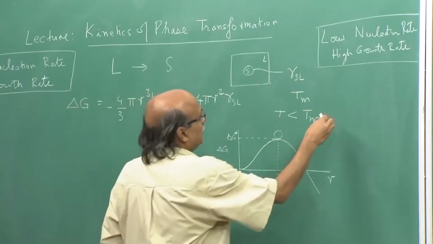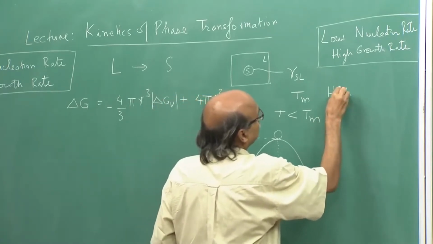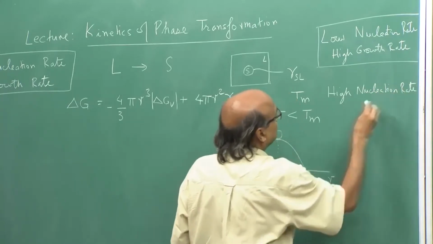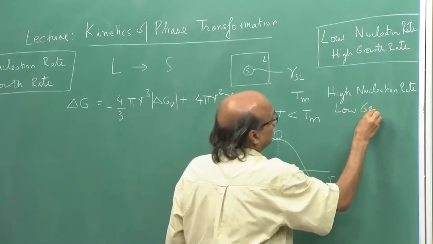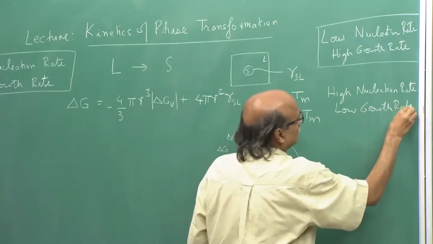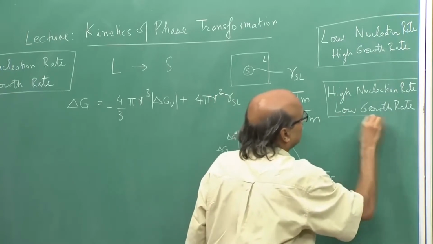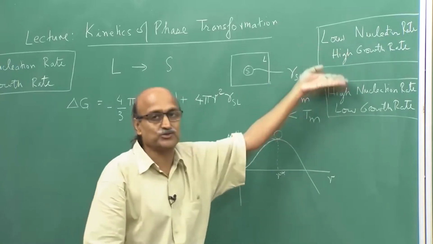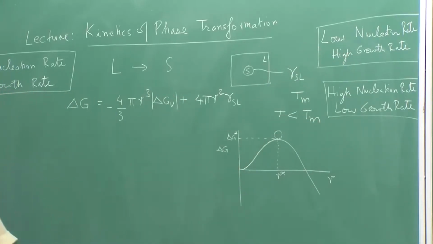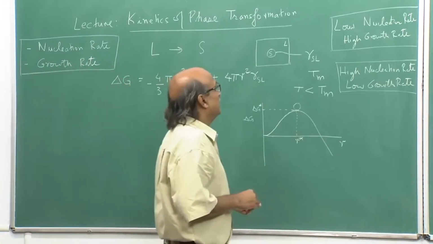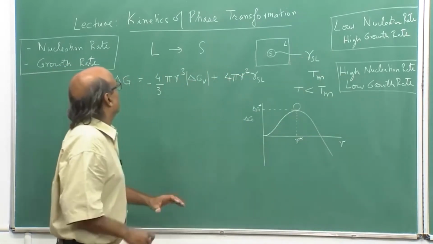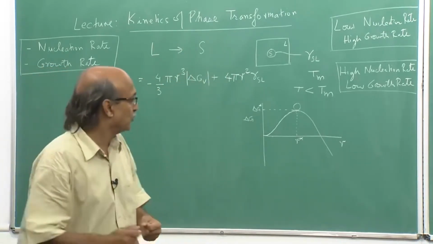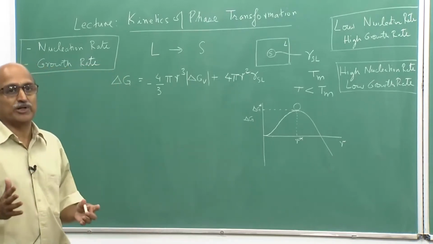Another kind of situation could be you can have a high nucleation rate and a low growth rate. And of course, you can have a whole range of situations in between these two conditions. You can have intermediate nucleation rate, intermediate growth rate, etc. These are going to govern not only the rate at which the transformation is taking place, but they are also going to govern the scale of the microstructure.